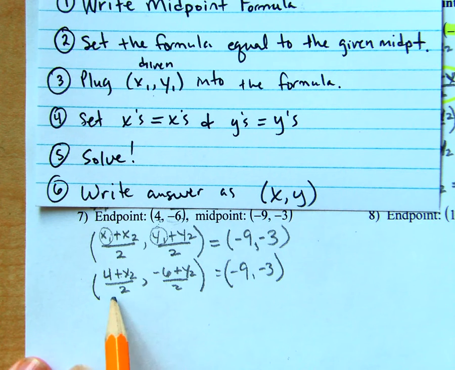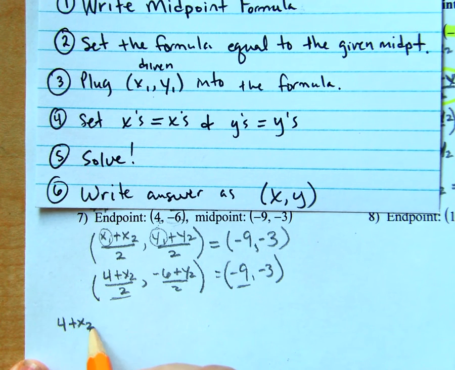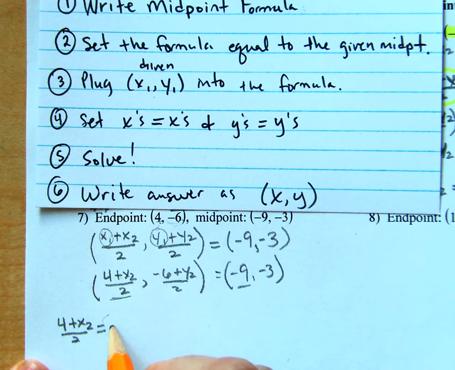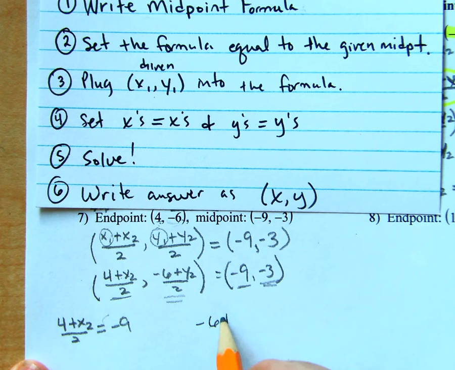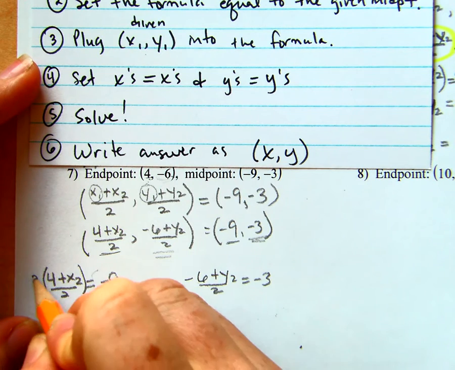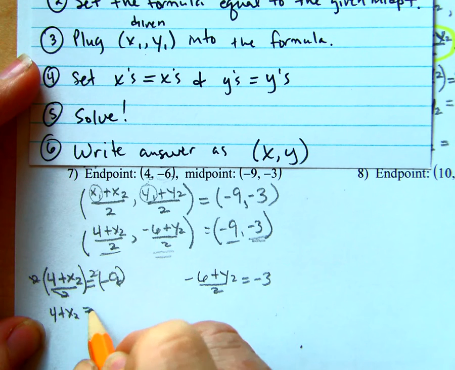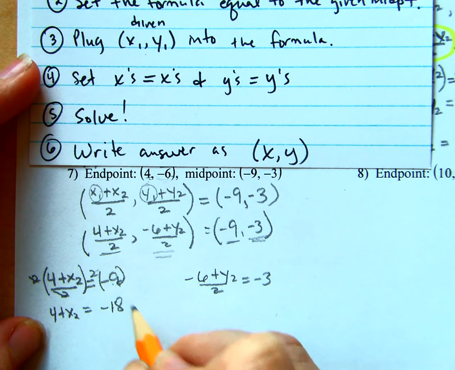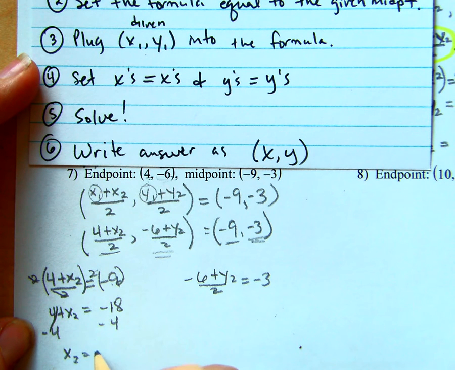And now I can make my two equations. I know my x's have to be equal, so I can take 4 plus x2 over 2 and set it equal to -9, and my y's have to be equal to each other. So we're going to have -6 plus y2 over 2 is equal to -3. And then I can use that same exact process, undo divided by 2 by multiplying by 2. And I get 4 plus x sub 2 is 2 times -9, which is -18. And then subtract 4, and I get x sub 2 is -22.